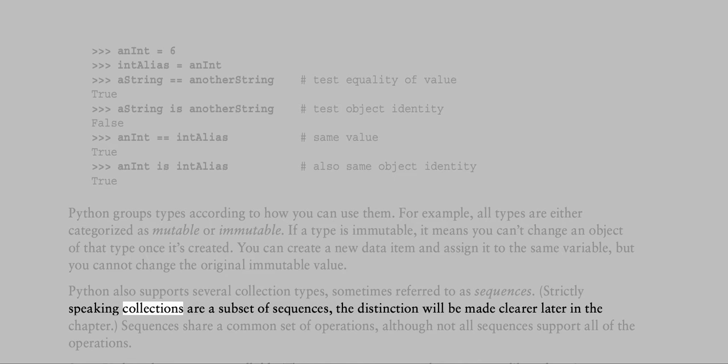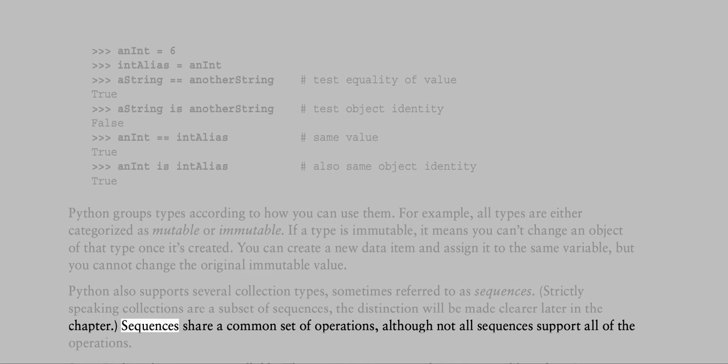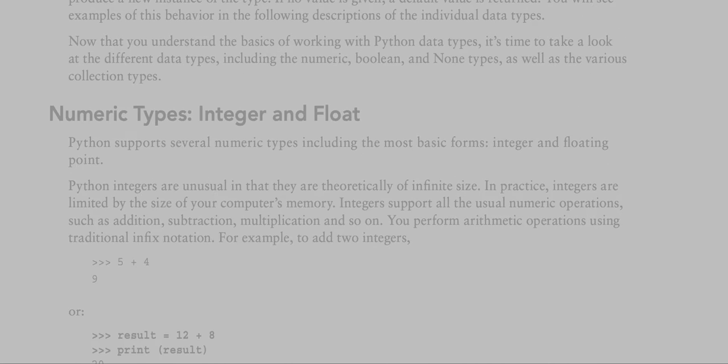Strictly speaking, collections are a subset of sequences. The distinction will be made clearer later in the chapter. Sequences share a common set of operations, although not all sequences support all of the operations. Some Python data types are callable. That means you can use the type name like a function to produce a new instance of the type. If no value is given, a default value is returned. You will see examples of this behavior in the following descriptions of the individual data types.